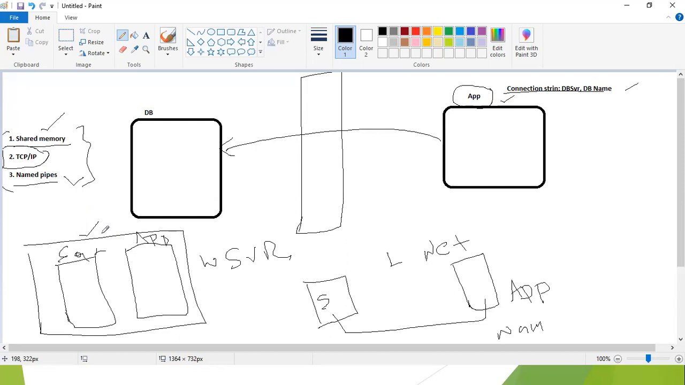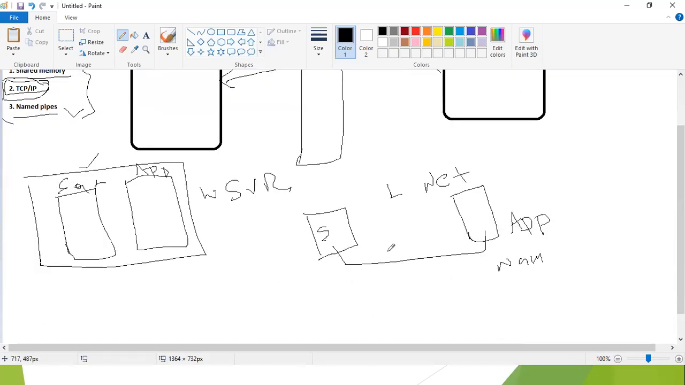TCP/IP we use for wide area networks, where your SQL or database engine is installed on one server, whereas the application is installed in another region. It could be a different region, different site, or different country, it doesn't matter. You have a very far network where you want to communicate, so you use the TCP/IP protocol. This is the one which we majorly use. Even if it is a local area network, we use TCP/IP.